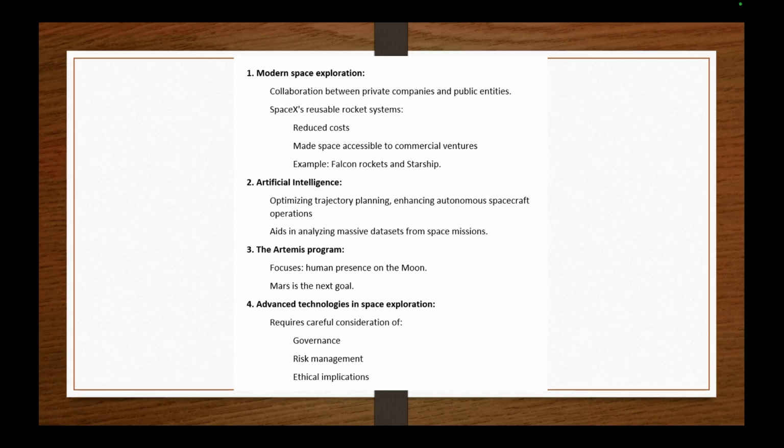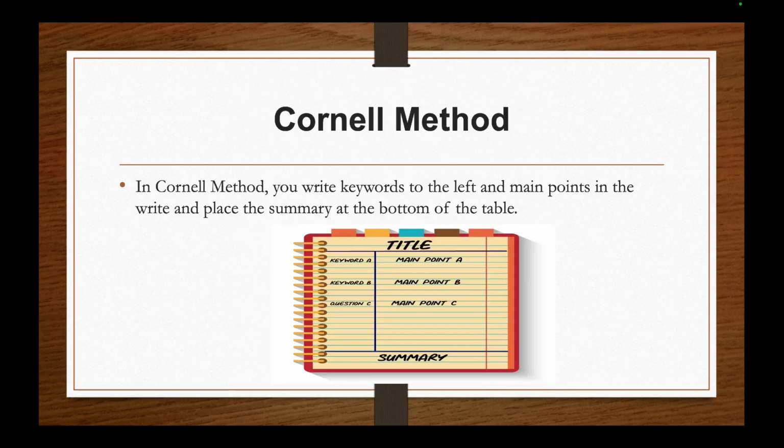Now, moving forward, the next way would be the Cornell method. Cornell method again is a quite popular method of note making. In the Cornell method, what we do, you can see the pictorial representation on the screen. You write keywords to the left and main points in the right and place the summary at the bottom of the table. So you see on the top the title, then to the left you write the keywords. Main points you write on the right side, and on the bottom, you write the summary. Okay, now let's move ahead.